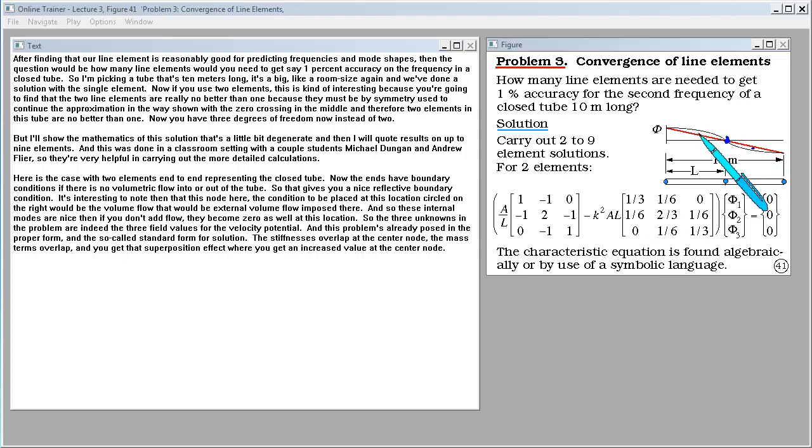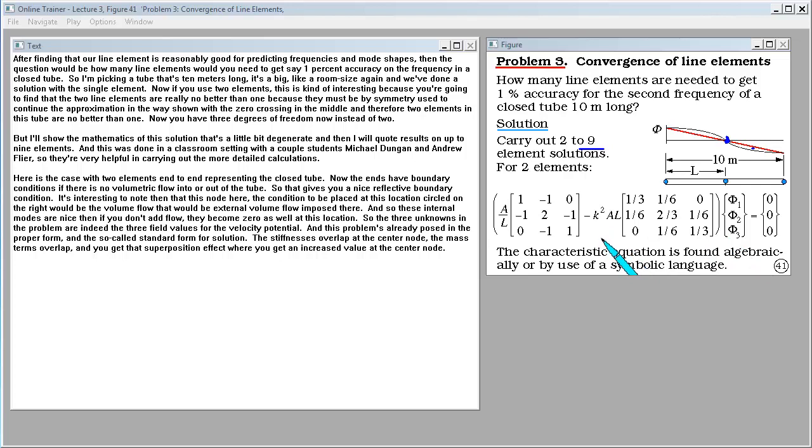But I'll show the mathematics of this solution that's a little bit degenerate, and then I will quote results on up to 9 elements. And this was done in a classroom setting with a couple students, Michael Dungan and Andrew Fleer, so they were very helpful in carrying out the more detailed calculations. Here is the case with two elements end to end representing the closed tube.